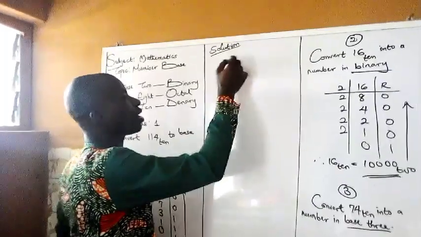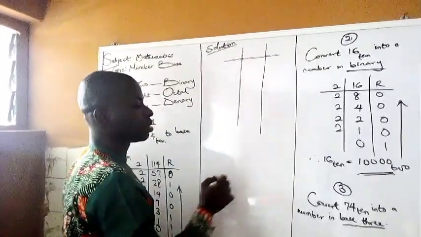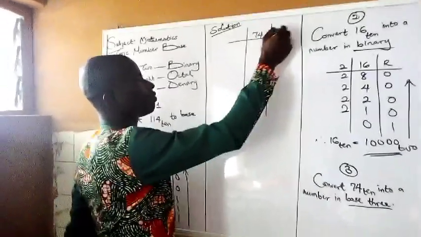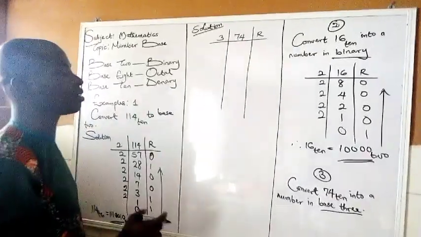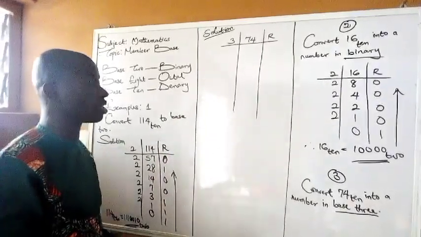So, what am I saying? We have the solution on the board. Then we have our number. Then we are converting 74. We have remainder. Then we have 3 here because we are converting to base 3. Then how many 3 can you see in 74? I've told you before, don't stress your brain more than necessary.